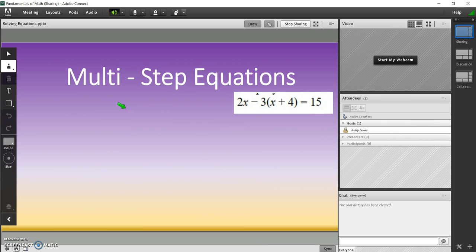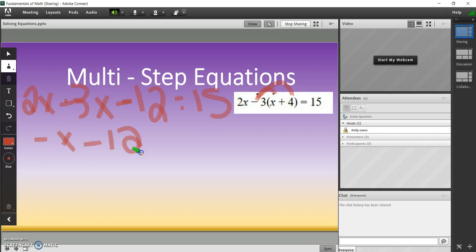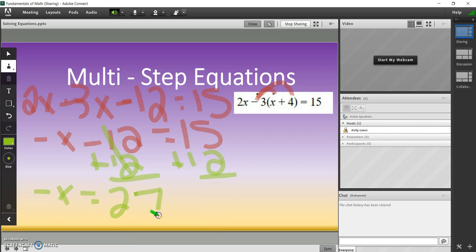All right, let's do another one like that. Okay, and we need to distribute this negative 3. So 2x minus 3x minus 12 equals 15. Right? And I need to combine these two x's. So you have $2 in your pocket, but you owe me $3. So you still owe me $1 minus 12 equals 15. Okay? We need to add 12 to both sides because the opposite operation of subtraction is addition. So we have negative x equals 15 plus 12 is 27. And then we're going to divide by that negative 1 in front of that x. So we get x equals negative 27.